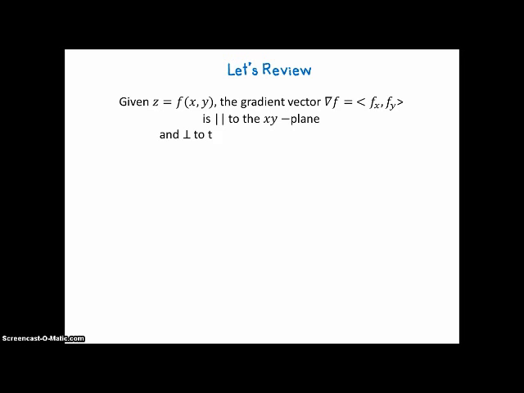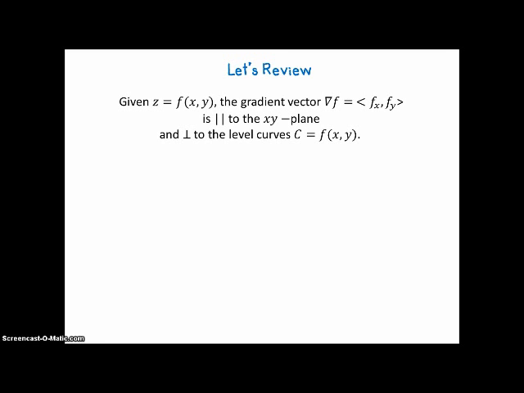Now let's review a little bit, because in previous years students have had issues with these different kinds of gradients in the different dimensions. So I just want to go over a few things again. Given z equal f of x and y, a function of two variables, the gradient vector is given by the partial derivative of x and the partial derivative of y, and it will be parallel to the xy plane and perpendicular to level curves c equal f of x and y.